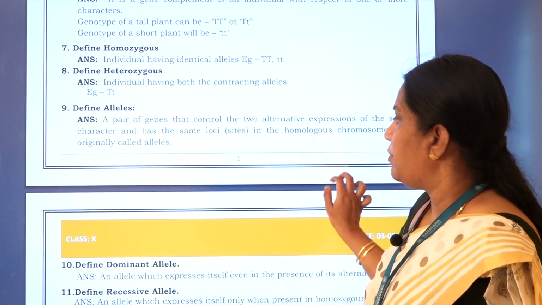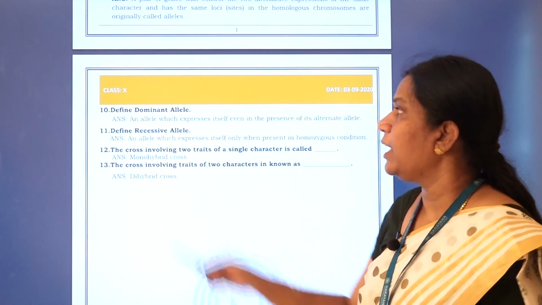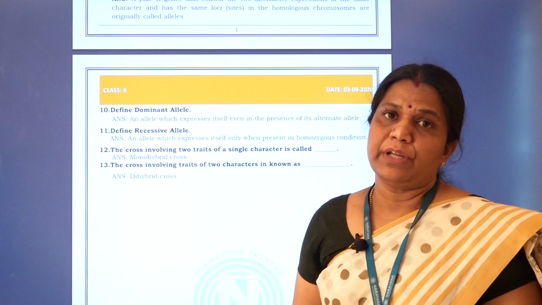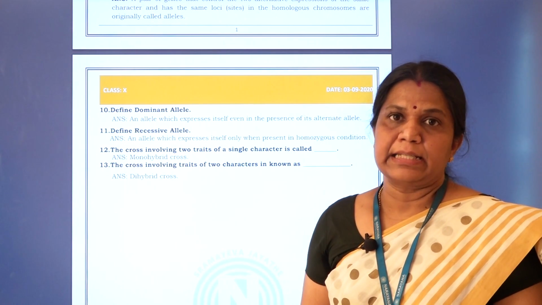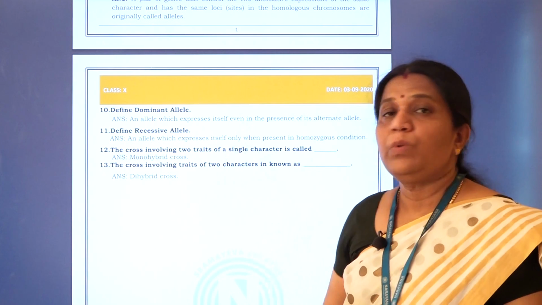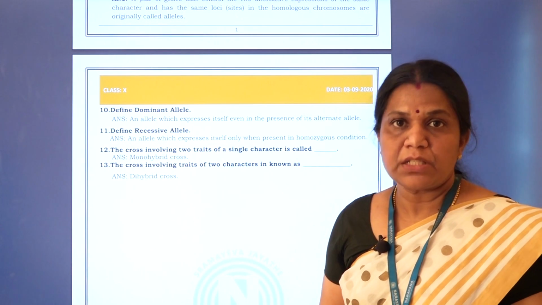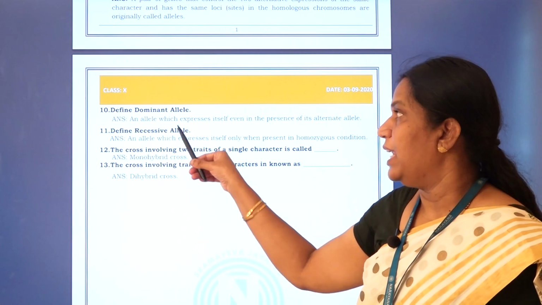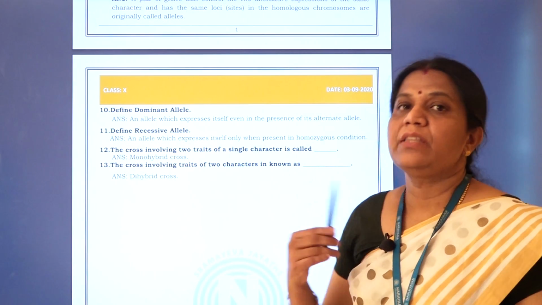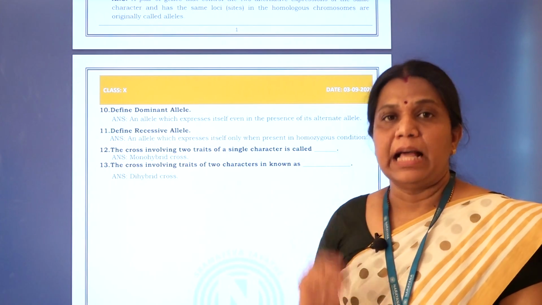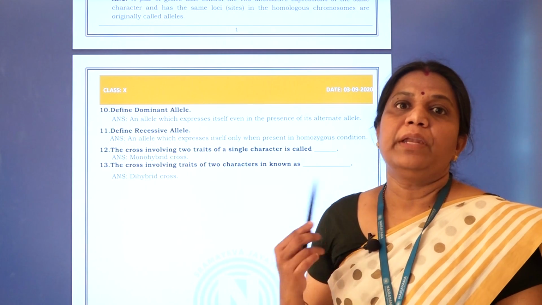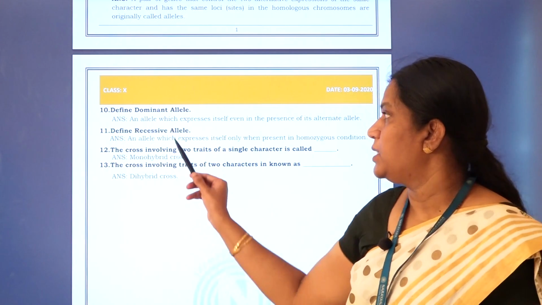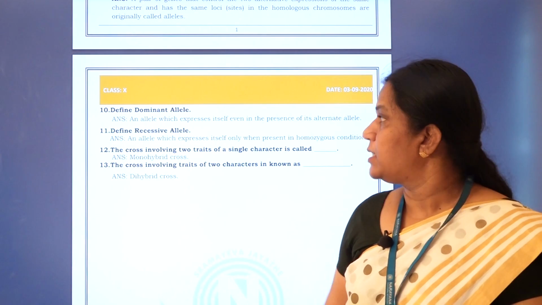Then the tenth question: define dominant allele. An allele which expresses itself in the presence of its alternate allele. For example, in the heterozygous tallness character, capital T and small t, the allele which expresses tallness is the character expressed, and it suppresses the recessive character, the dwarfness. So an allele which expresses itself even in the presence of its alternate allele is the dominant allele, and it suppresses the recessive allele.